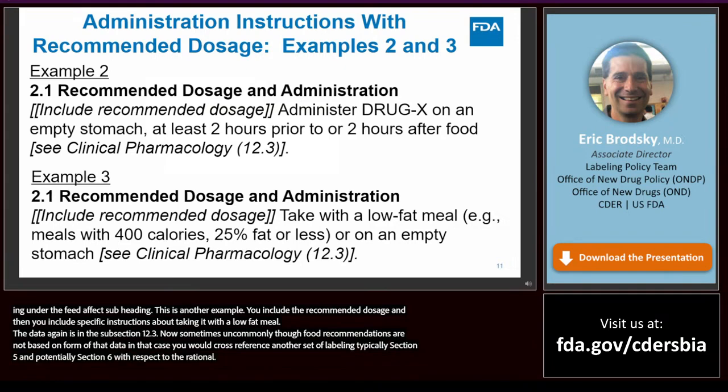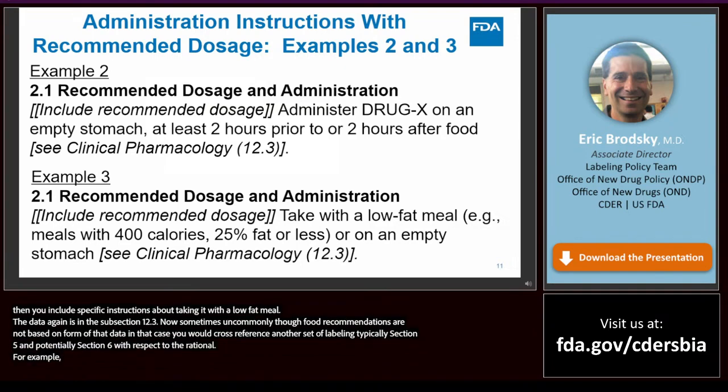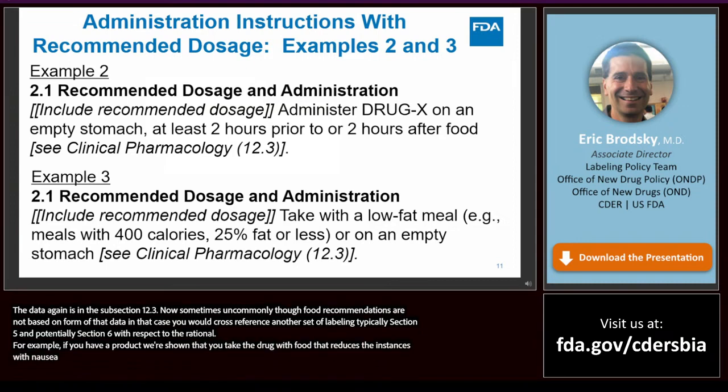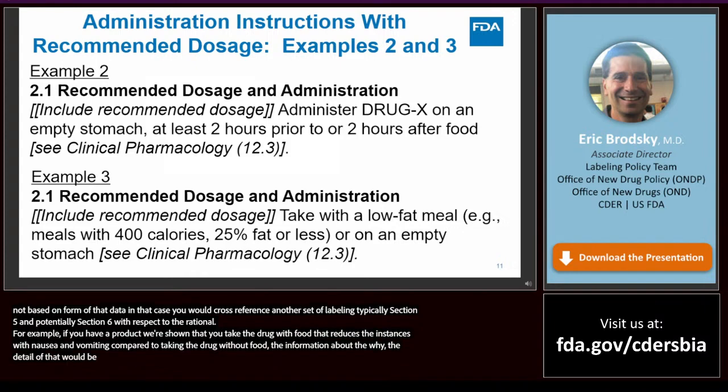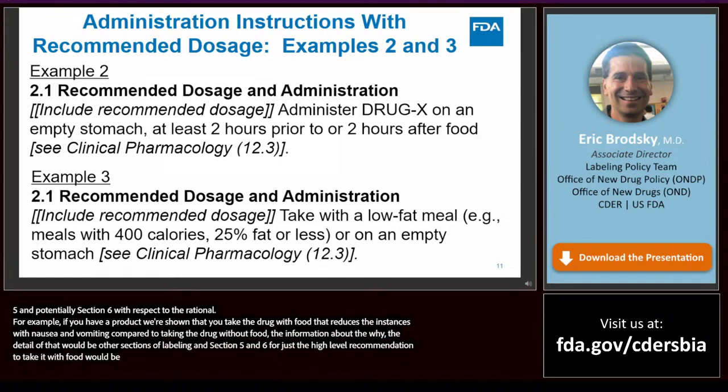So, for example, if you have a product where it's shown that taking the drug with food reduces the incidence of nausea or vomiting compared to taking the drug without food, the information about the why, the details of that, would be in other sections of labeling, like Sections 5 and 6, but just the high-level recommendation to take it with food would be in Section 2.